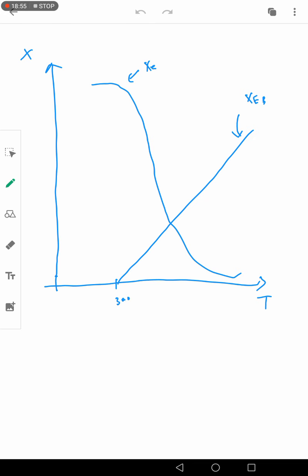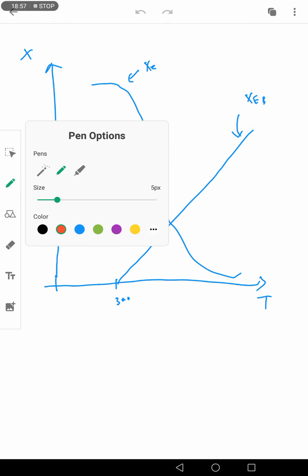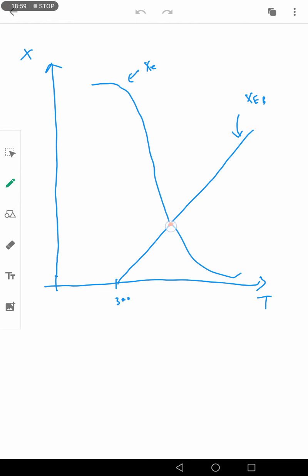So here you will find your T exit. Okay. T exit at adiabatic condition. T exit, and here is your conversion after going out from the reactor. Okay, with that we will continue with the next example. Thank you.